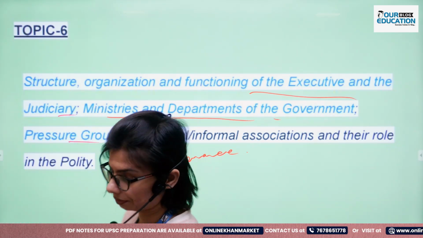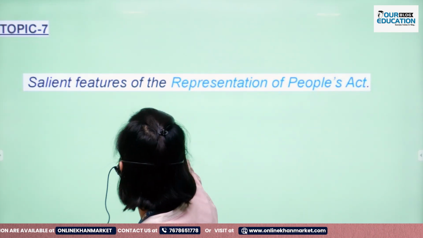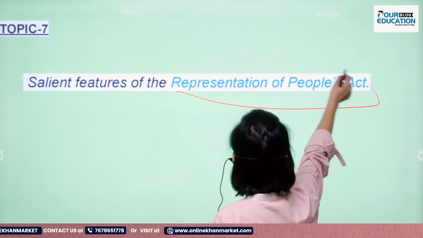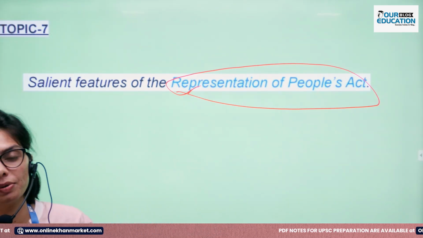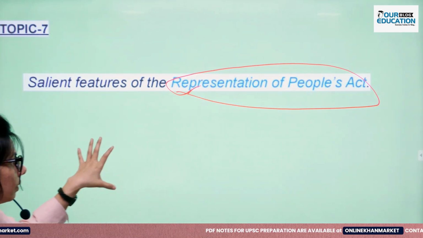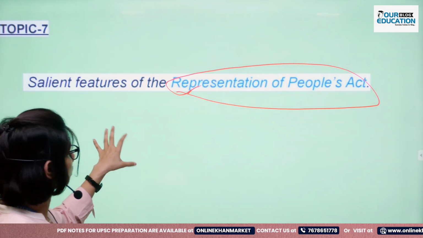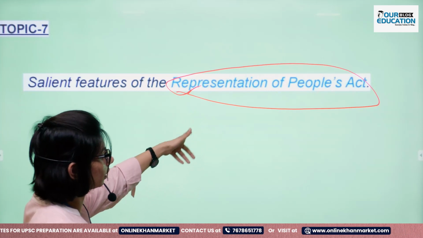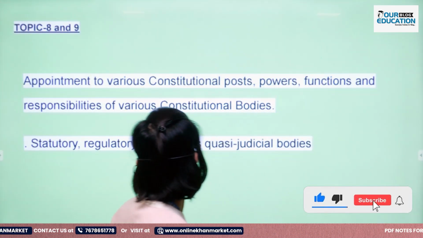So next, salient features of the Representation of the People Act. If you look at the previous year questions, this topic comes up every 2 to 3 years. So this act is very important, and you should make your notes on it accordingly.